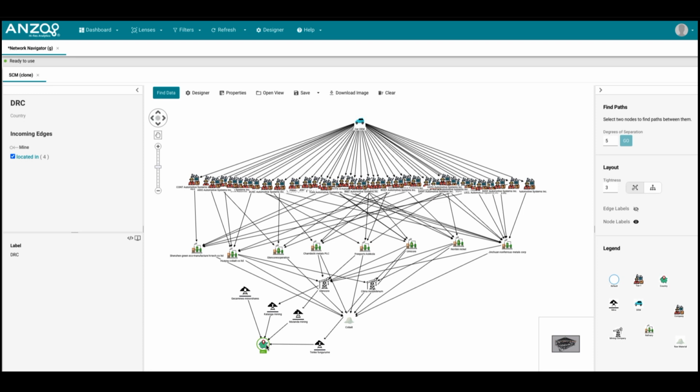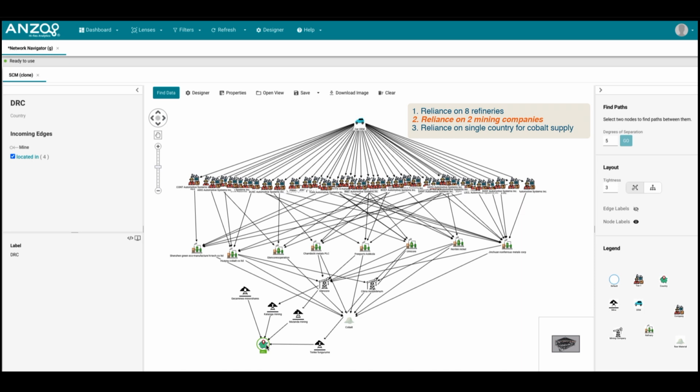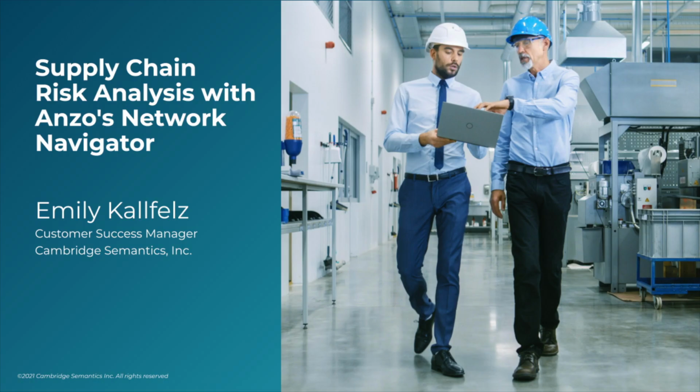This exploration has highlighted now 3 points of fragility in the supply chain. The first being that the car manufacturer tier 1 suppliers all depend on a few cobalt refineries. The second point of risk is that these refineries rely on only 2 mining companies for cobalt mining. And the third point of fragility is that all of the mines that supply these mining companies are located in the DRC. So in just a few minutes, we were able to identify key supply chain fragility issues that would have been really difficult to do with traditional approaches, but really critical to understand.